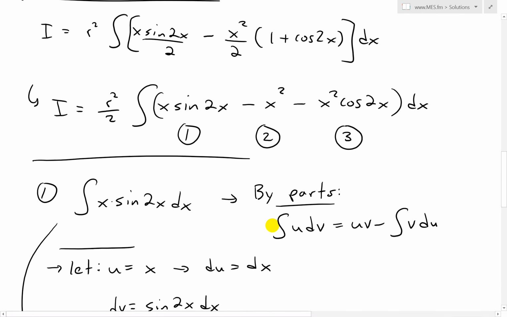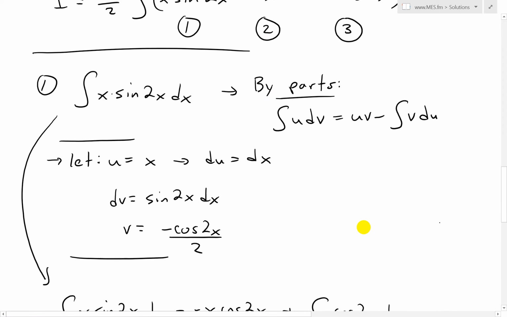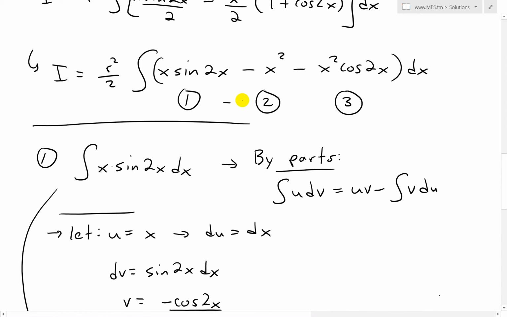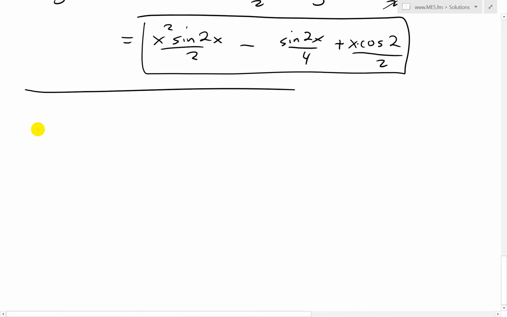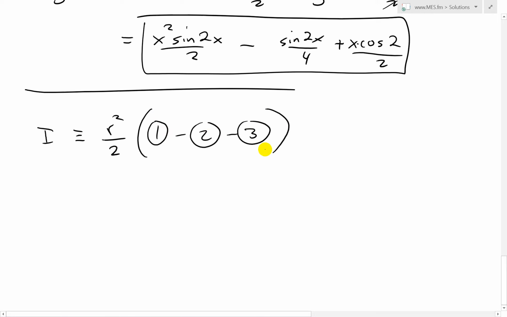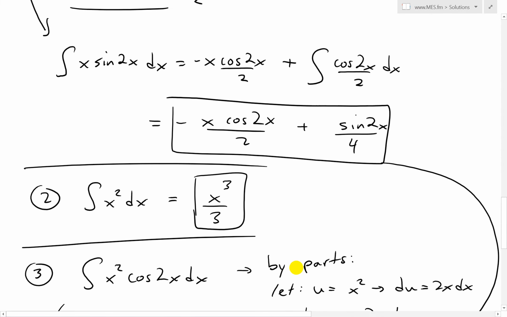So now what we'll have is the integral is, well, r squared over 2, and then just add those up. Well, 1 minus 2 minus 3, like that. So let's go ahead and do it. So we have I is equal to r squared over 2, and I'll just put this extra line to say this is the same thing as going 1 minus 2 minus 3, etc. So then this equals r squared over 2, put a giant bracket, and now the first integral, the solution of the first one is over here.